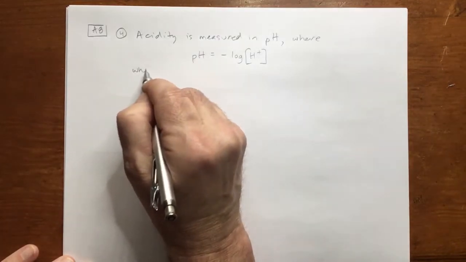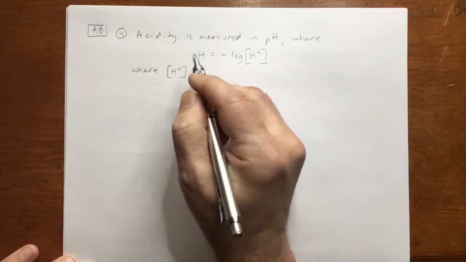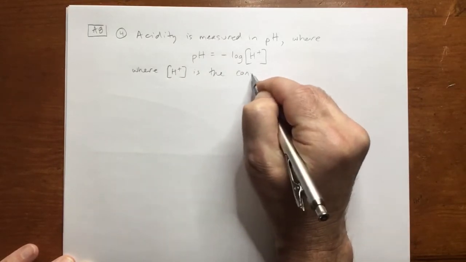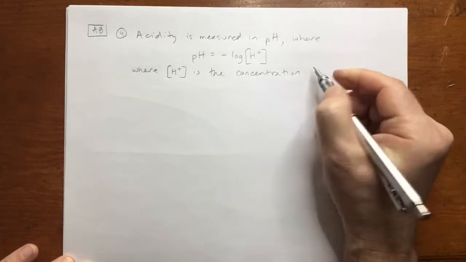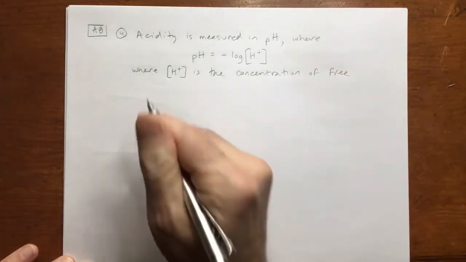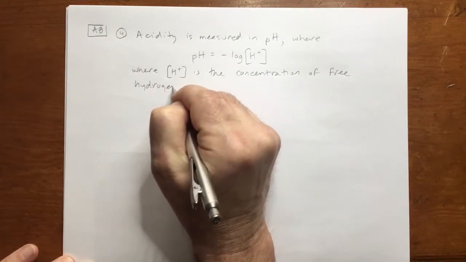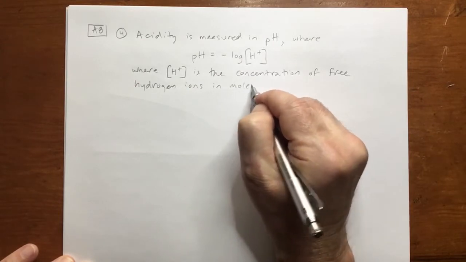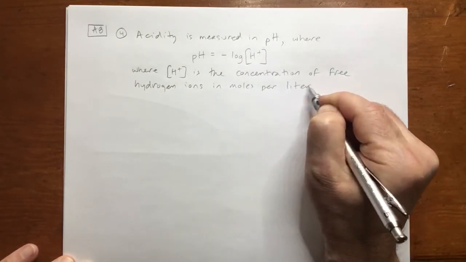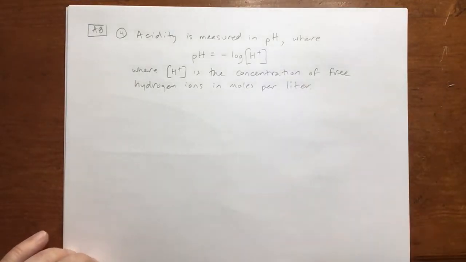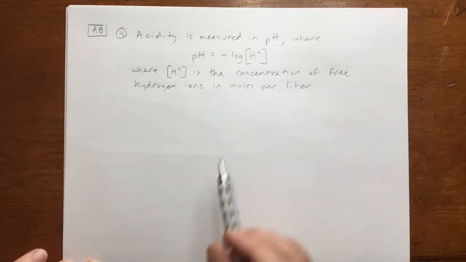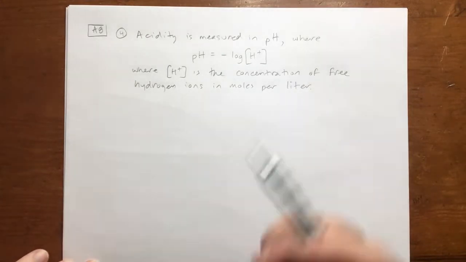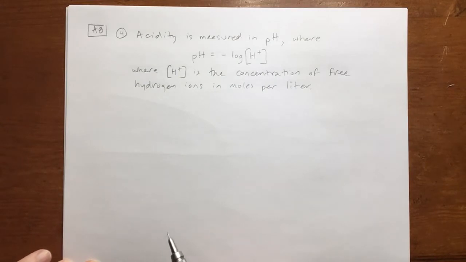Okay, so where this symbol is the concentration of free hydrogen ions in moles per liter. All right, so kind of a simple problem. I'm going to give you certain substances and tell you what the concentration of free hydrogen ions is for those substances, and then we have to find the pH, and we'll be using a calculator for this.